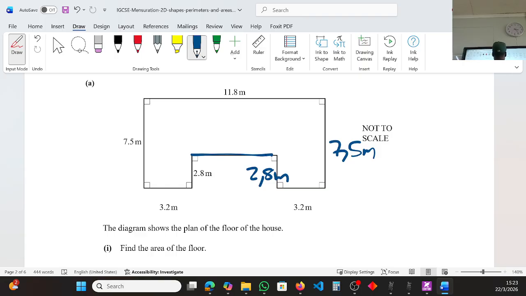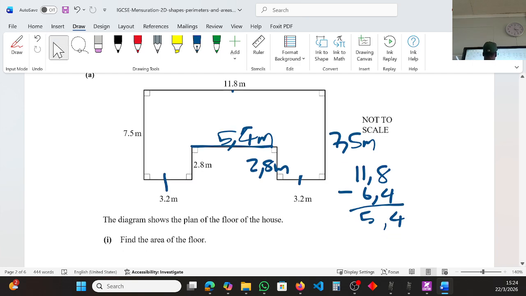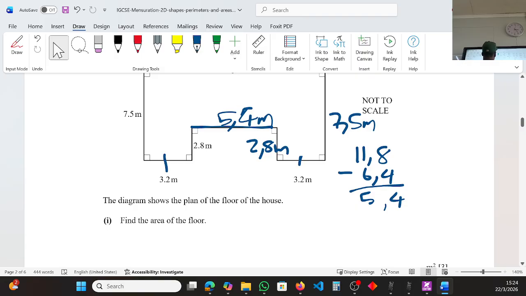This section, we double these two and subtract it from 11.8. It gives us this corresponding part. So if I do so, that will be 11.8 minus 6.4. My calculation will give me 5.4, so this one is 5.4 meters. Now we put all the dimensions. What are we interested in finding? They're saying find the area of the floor.